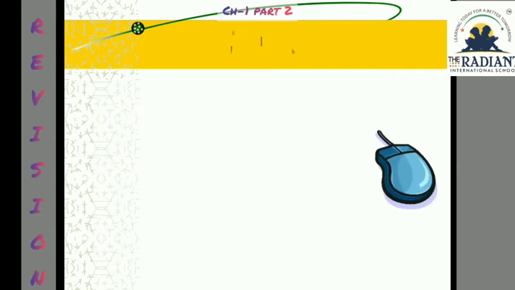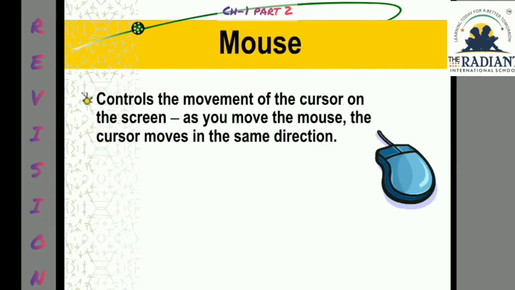The computer sends back a particular letter or character which represents the signal that the computer has interpreted. Now, mouse. It controls the movement of the cursor on the screen. As you move the mouse, the cursor moves in the same direction. On a mouse pad, we are moving the mouse, and as we move the mouse on the mouse pad, the cursor will move on the screen.